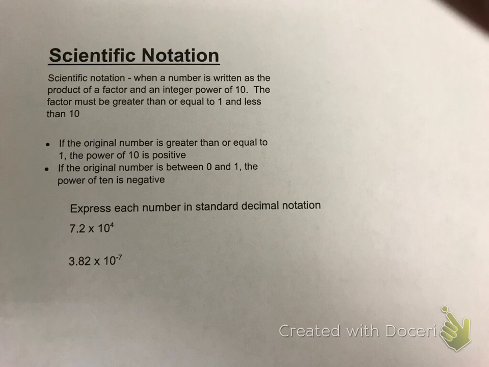So the key for scientific notation is it is always going to be some number times 10 and then whatever exponent is needed to make that number. This number always has to be between 1 and 10. That's just the rule. If you have something that's above 10 or below 1, then it's not proper scientific notation.